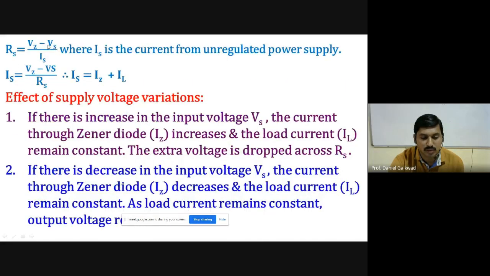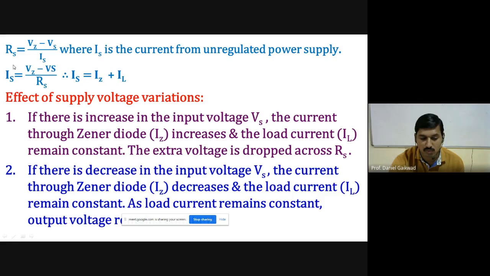So Rs is equal to (Vz minus Vs) divided by Is, and accordingly Is is the current from the unregulated power supply. Now we can write Is is equal to (Vz minus Vs) divided by Rs here. So from that we have the simple formula for current. According to your textbook, Is is equal to Iz plus IL here. Check carefully: Is is the current from the unregulated power supply.